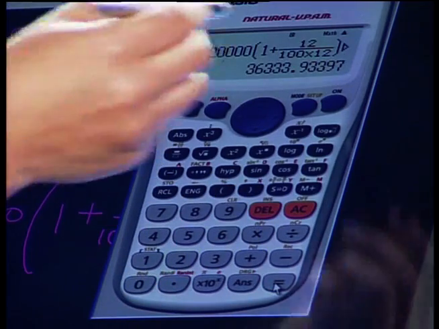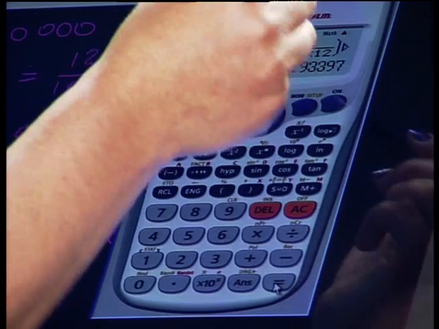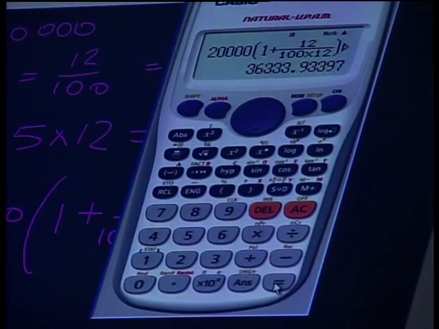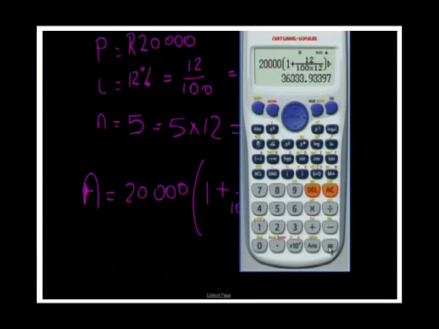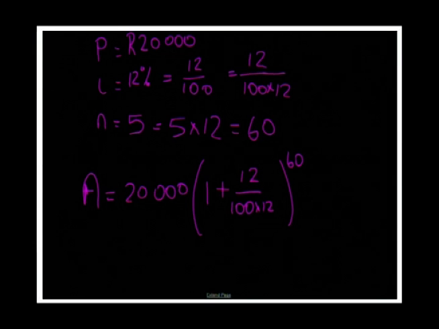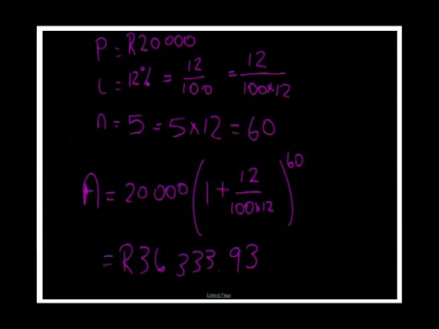And what do we get? We get our answer of 36,333 Rand and 93 cents. So don't forget we're dealing with Rand, so we need to go to 2 decimal places. So let's write that answer in. So our solution now is, well, A is equal to 36,333 and 93 cents. And that is your answer of compounded monthly.